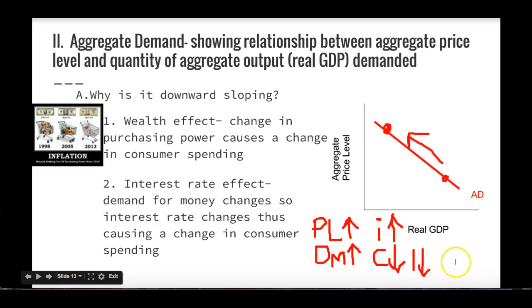So this right here is explaining why, as my price level goes up, my real GDP that's demanded goes down. Hopefully that makes sense. Hopefully you're not confused by all of my drawing all over this. But this is explaining why the aggregate demand curve is downward sloping: because of the wealth effect, our purchasing power has changed as the price level changes, and because of the interest rate effect. Since the price level changes, it affects the interest rate, which then affects consumer spending.